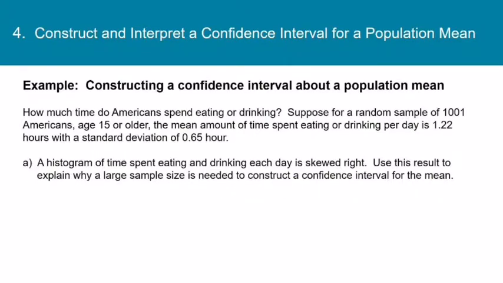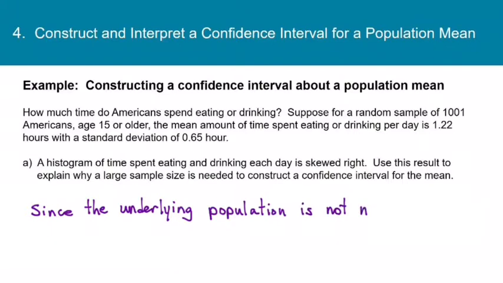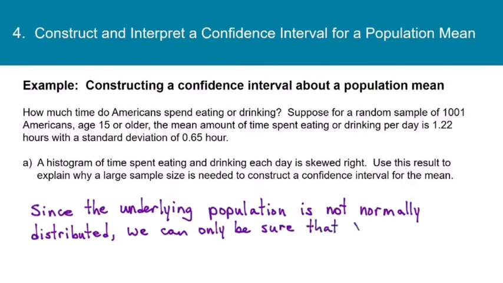Okay, remember, whenever the original population is not normally distributed, the central limit theorem guarantees us that the sampling distribution of the sample mean is normal only if sample size is 30 or more. So we could say that since the underlying population is not normally distributed, we can only be sure that x bar is normally distributed if n is greater than or equal to 30.